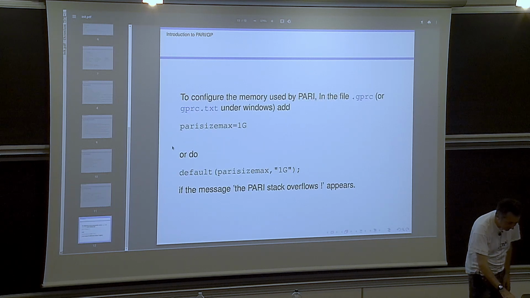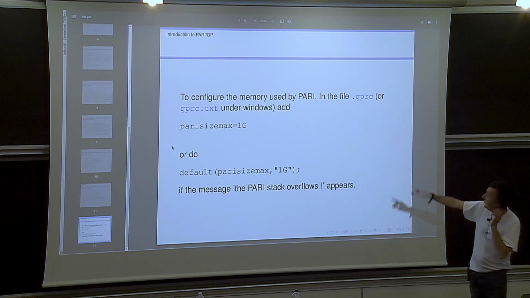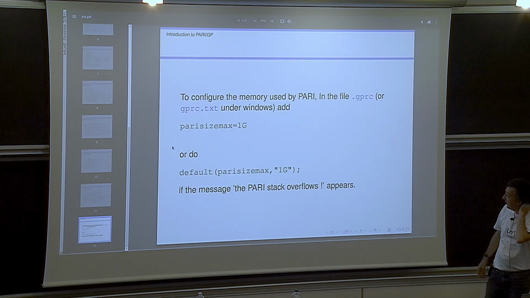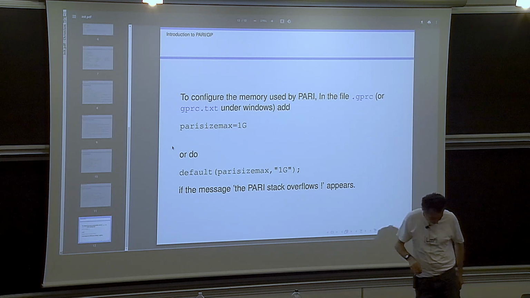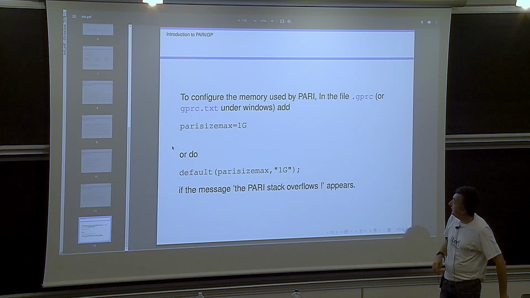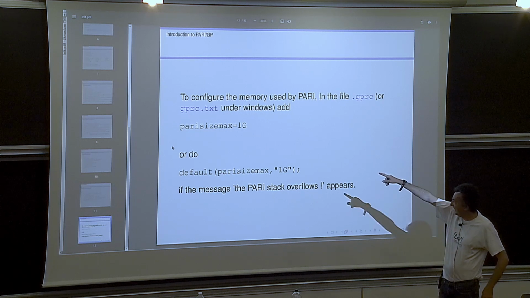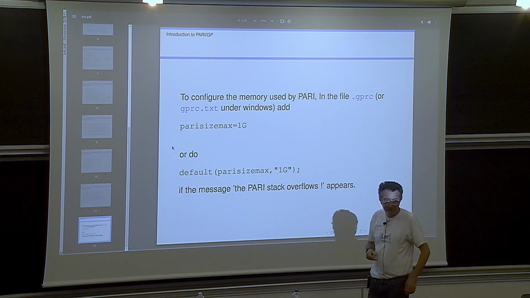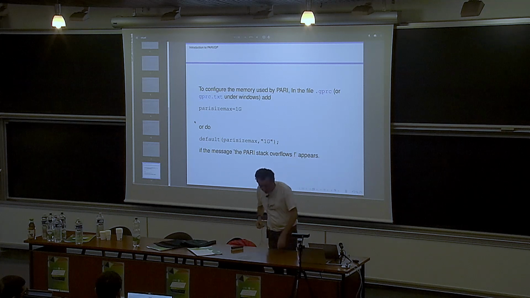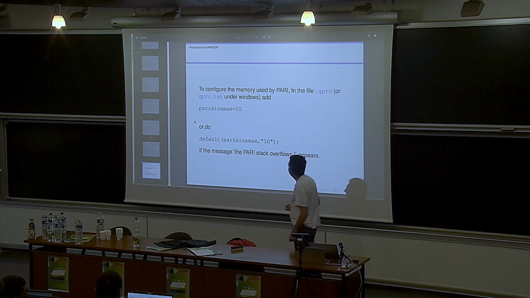Okay, and the last point of this slide is that there is a configuration file, .gprc, and on Windows gprc.txt, and so you can add configuration things. And what is important is parisizemax. So parisizemax is a way to say how much memory you want to use. So usually you should put half the total memory of your computer, for example. So this way, PARI will increase the amount of memory until you reach this level and not cross it. Okay?